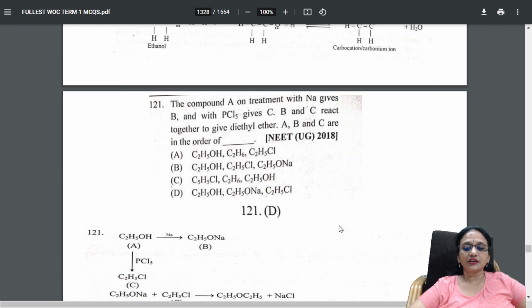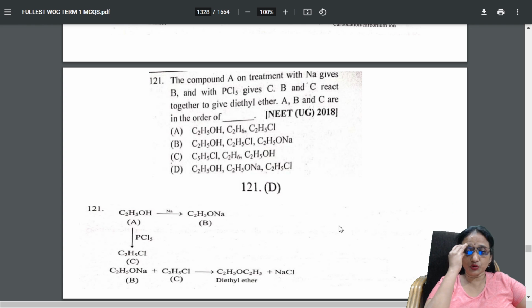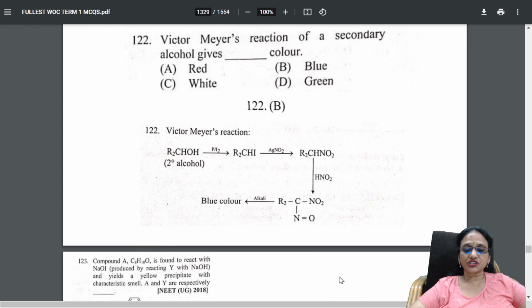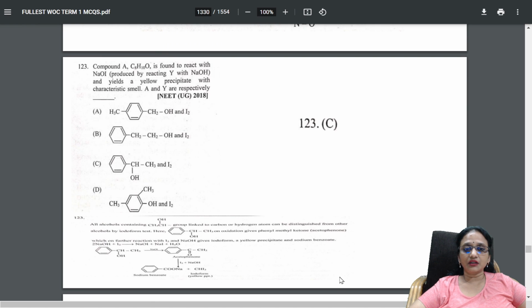All right. Then this is one more question which was given in NEET UG 2018. The question is very easy. They'll give you a paragraph and you need to pick the options. First read the question carefully, see what the reagents are and what you're getting. Further, a question for Victor Meyer's reaction. Further question, again a paragraph based question.